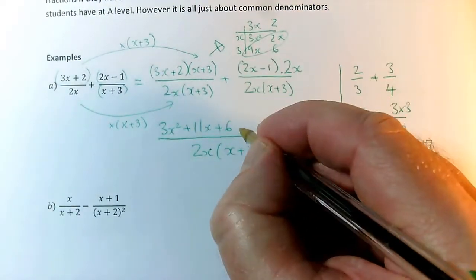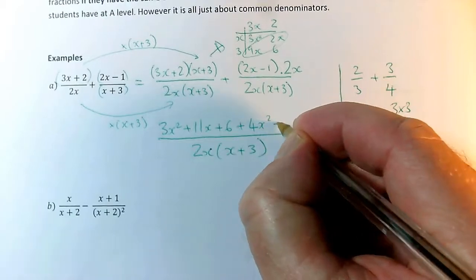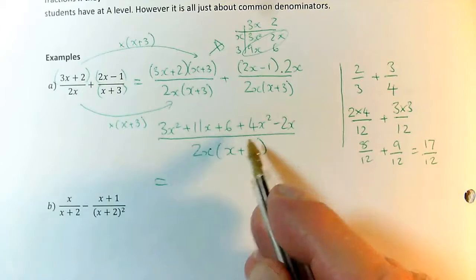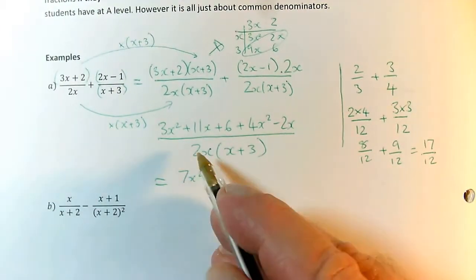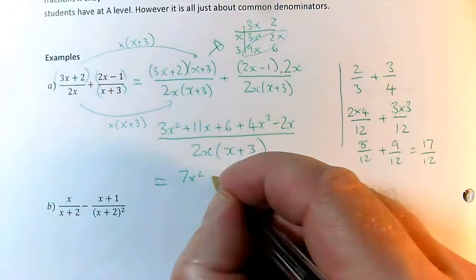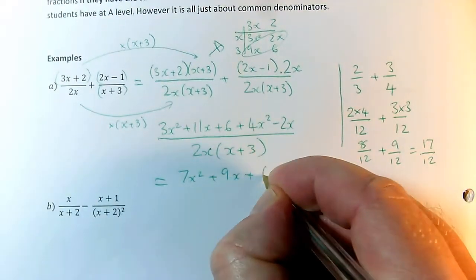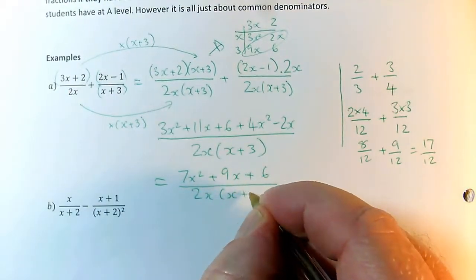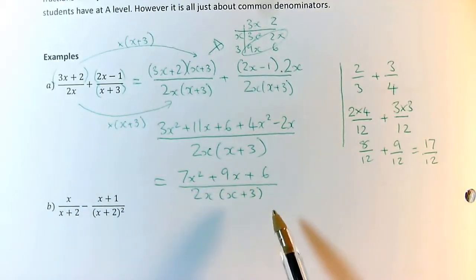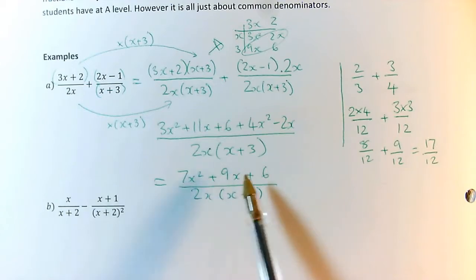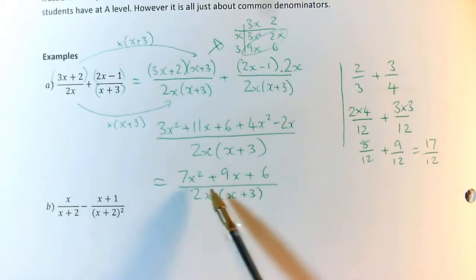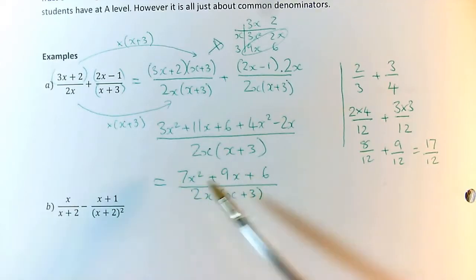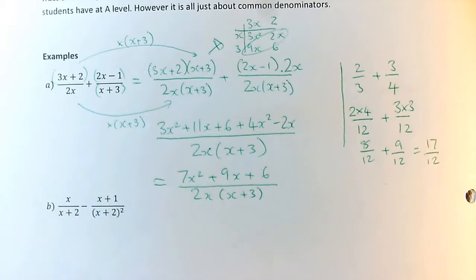and this I can expand without a grid. I've got plus 4x squared minus 2x, and that is all going to simplify. The x squareds, I'm going to have 7x squared. I'm going to have the x's, 9x plus 6, all over 2x brackets x plus 3. Okay, now there's just a possibility sometimes this will simplify. So does the top factorize nicely? b squared minus 4ac, no it doesn't. So I'm going to leave it like that.